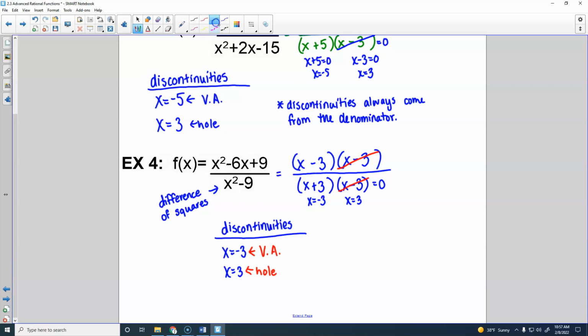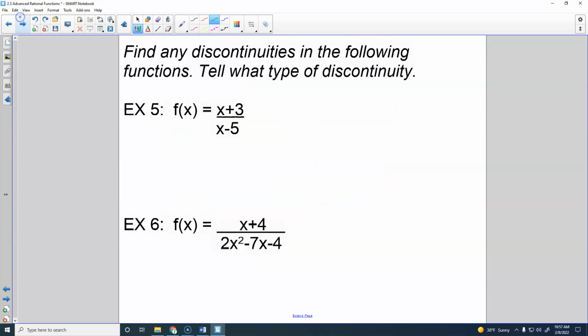Please do not do this. Some students want to do this. They want to start crossing stuff out inside of those parentheses. You cannot do that. It's just got to be the entire factor that cancels out.